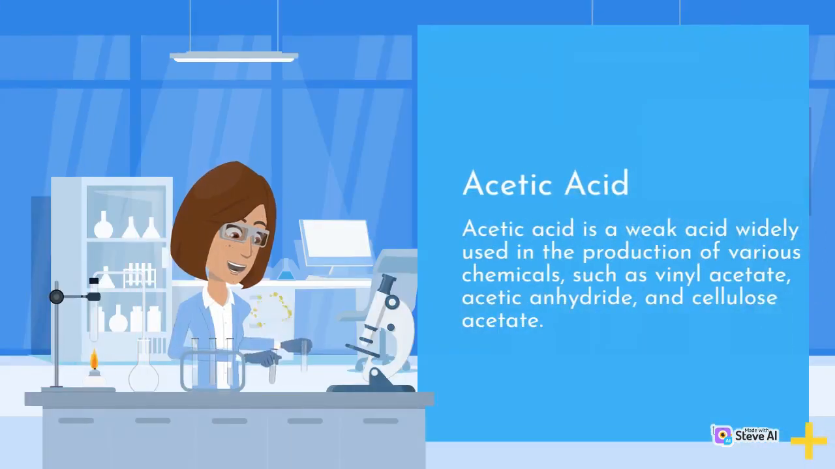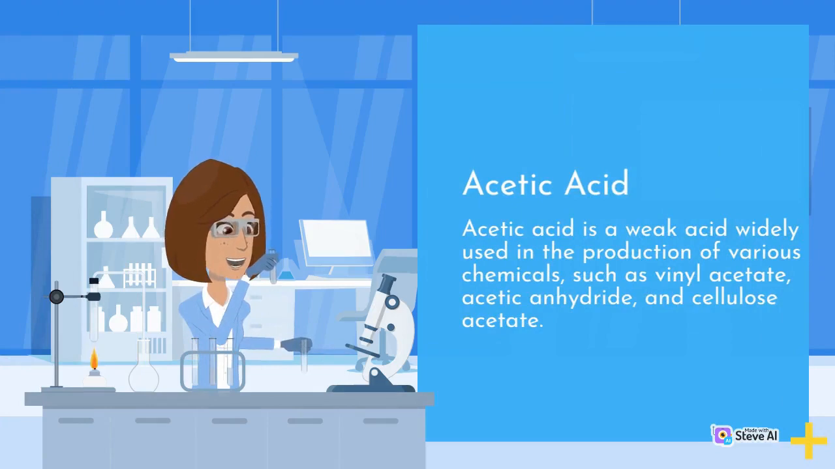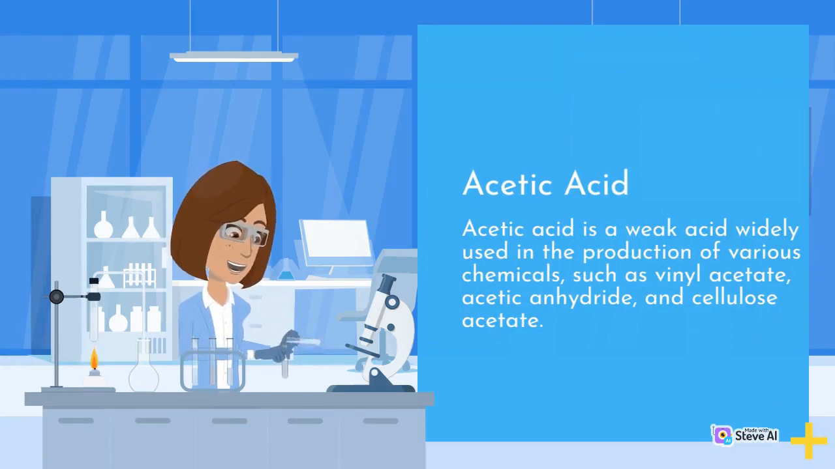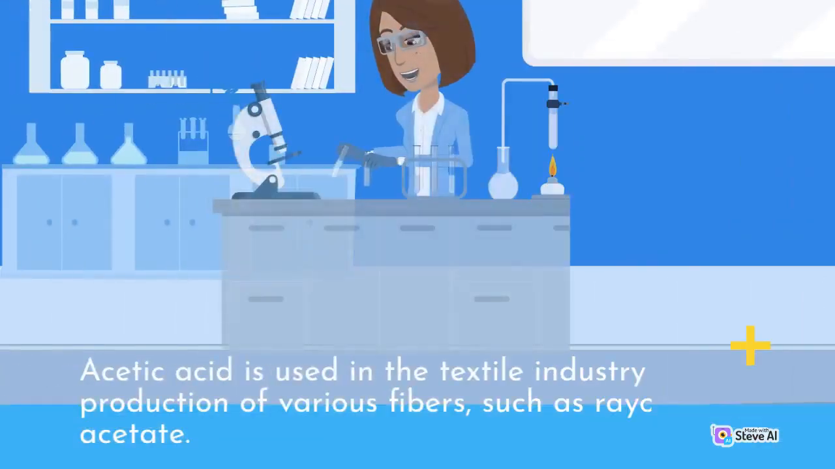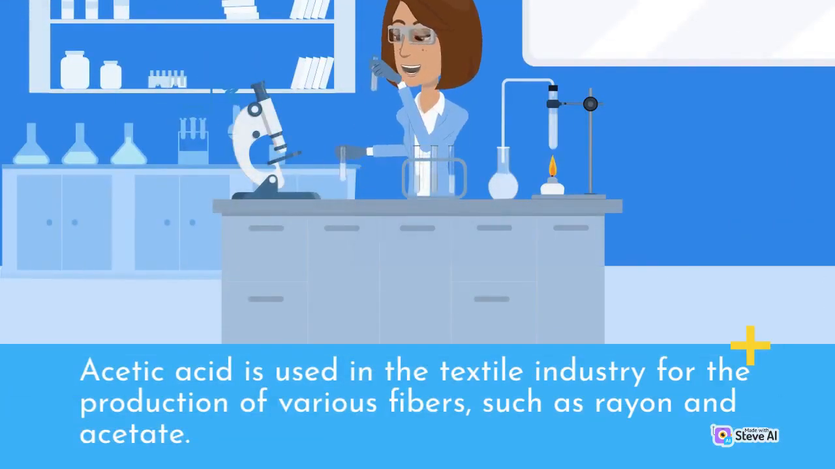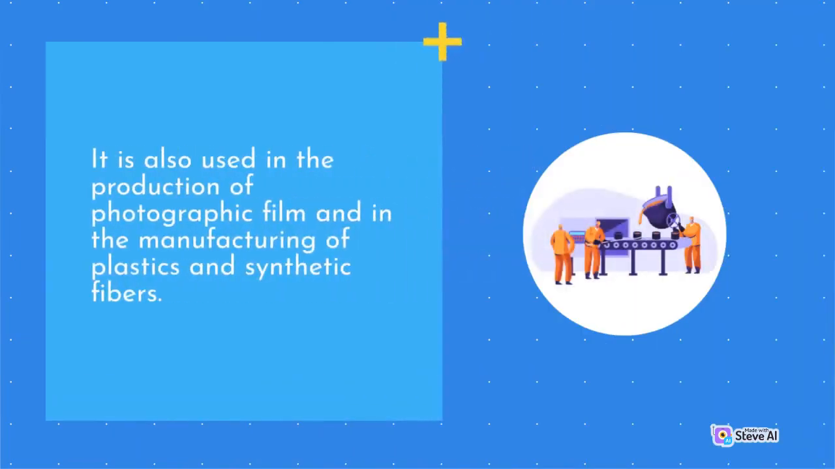Acetic acid. Acetic acid is a weak acid widely used in the production of various chemicals, such as vinyl acetate, acetic anhydride, and cellulose acetate. Acetic acid is also used in the production of various food products, such as vinegar and pickles. Acetic acid is used in the textile industry for the production of various fibers, such as rayon and acetate. It is also used in the production of photographic film and in the manufacturing of plastics and synthetic fibers.